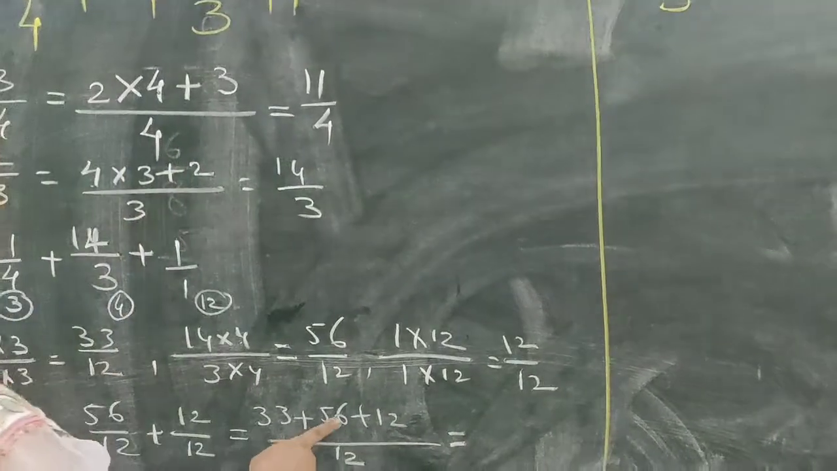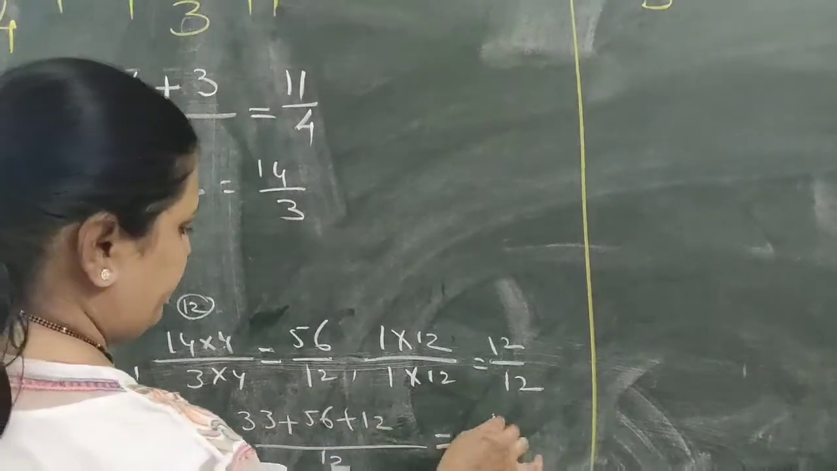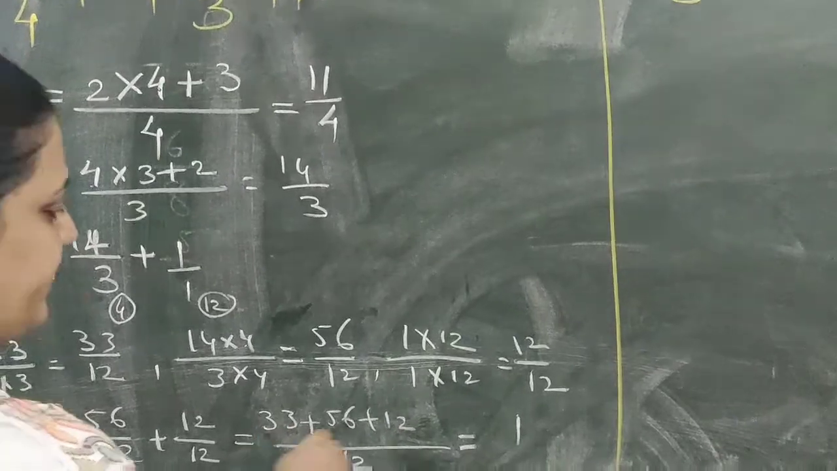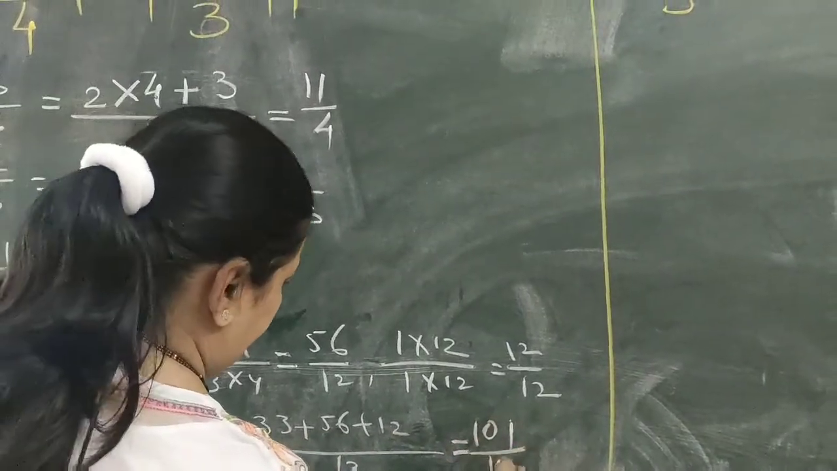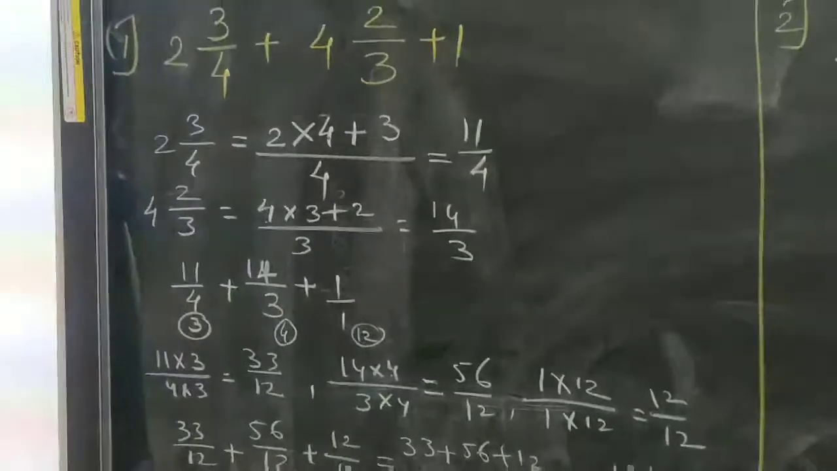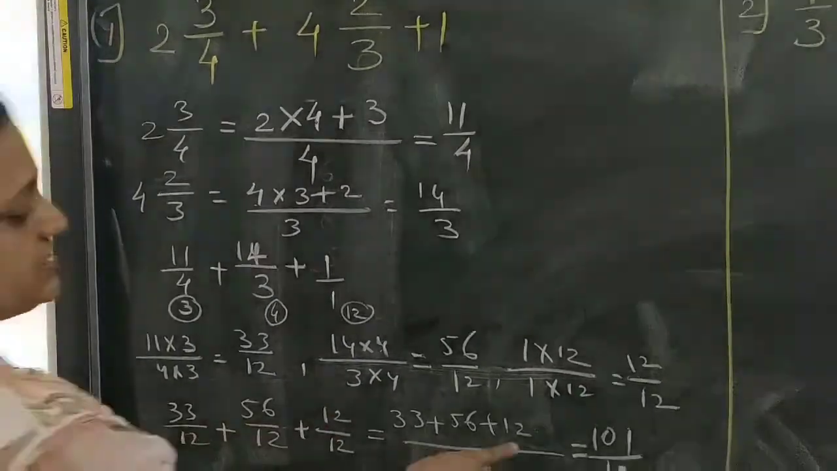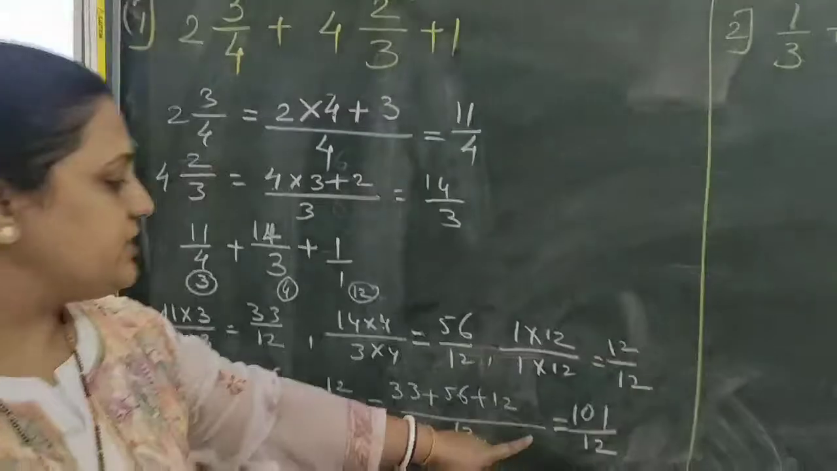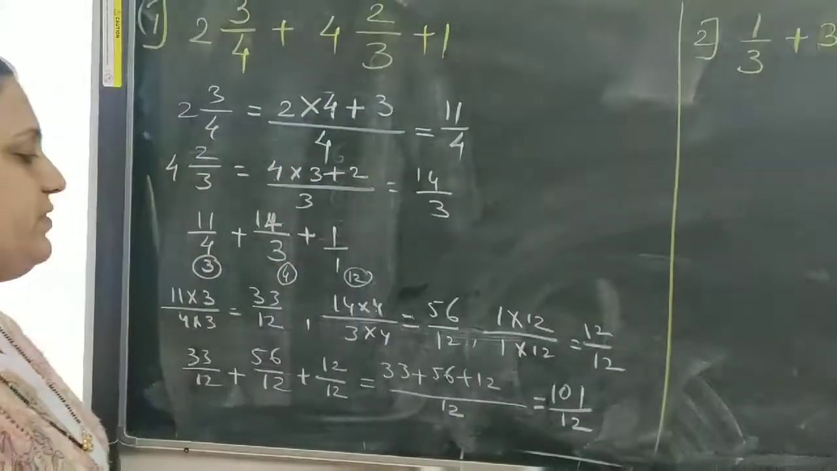Now add all these numbers. 6 plus 3, 9 plus 2, 11, 1 carried. 1 plus 1, 2 plus 5, 7 plus 3, 10. So 101 by 12. Now this is an improper fraction. We want a mixed fraction, so again convert this improper fraction into a mixed fraction.